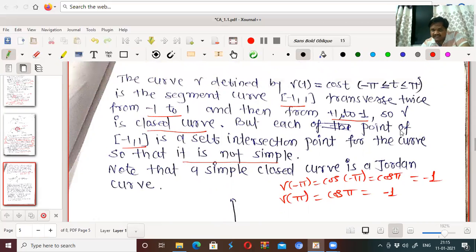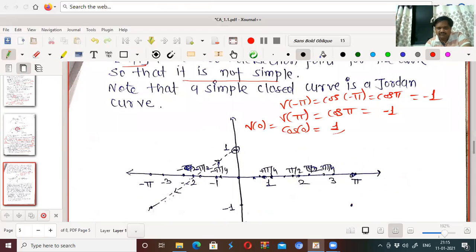Now, what is in between? Minus pi to plus pi. If I take 0 there, what about cos 0? Cos at 0 is equal to 1. Gamma at 0 equals cos at 0 equals 1. Now see the line. Here it is plus 1, here it is minus 1. So gamma at minus pi is minus 1, and gamma at pi is also minus 1. So the initial and terminal points of that curve are the same.